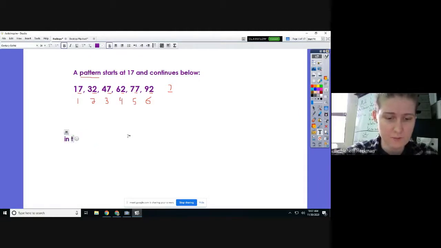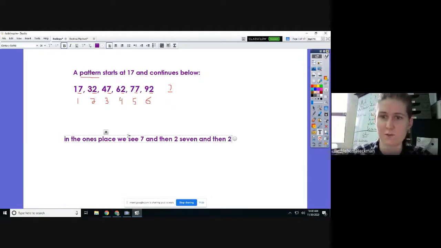So in the ones place, we see 7 and then 2, 7 and then 2. We're seeing that over and over and over again. That could help us make a prediction in the future, because I'm noticing that the odd numbers 1, 3, 5 all have 7 in them, and the even numbers 2, 4, and 6 all have 2s.